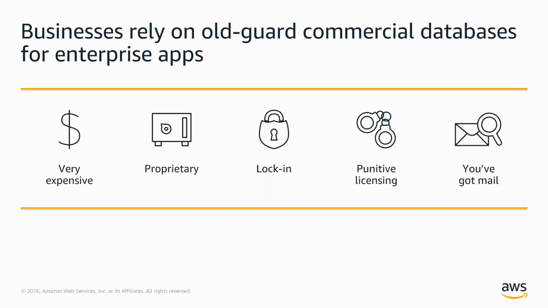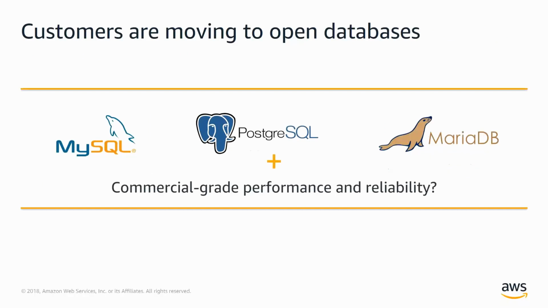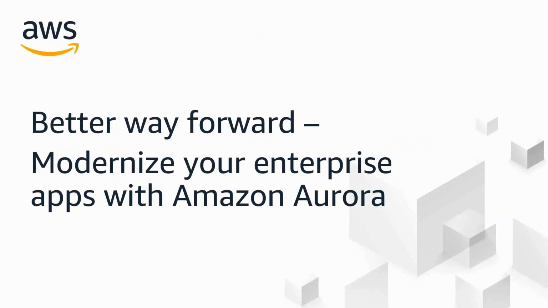And so because of that, a lot of customers are moving to open source databases. But when customers move to open source databases like MySQL, Postgres, MariaDB, they still want that commercial grade performance and reliability, right? Even though you're capable of doing these things with these databases, sometimes they do require a lot of skill. They require a lot of management, a lot of heavy lifting. And there are certain limits to some of these engines. And so that's why with AWS, we've come out with a better way forward, right?